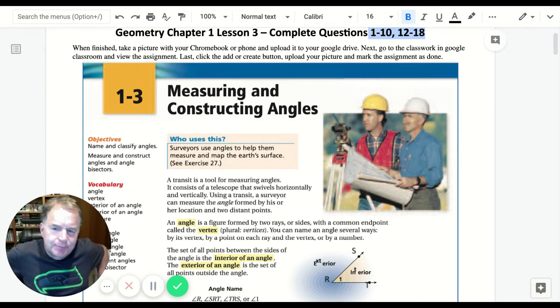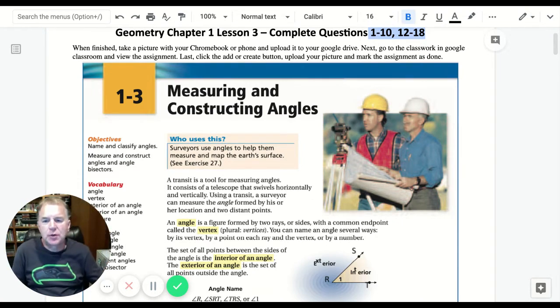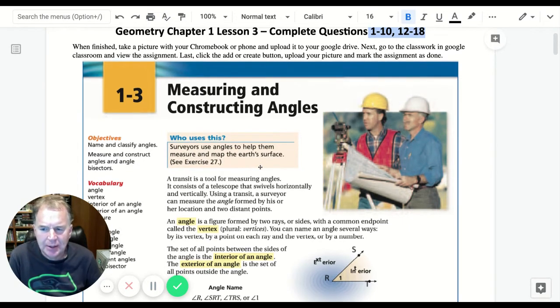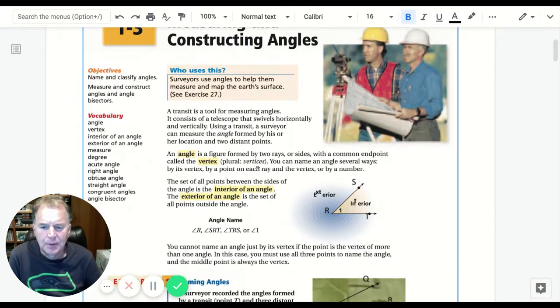So today you're introducing angles, measuring and constructing angles. Remember constructions, we're not actually doing those till later. So this is specifically about angles and how to name them and make them.